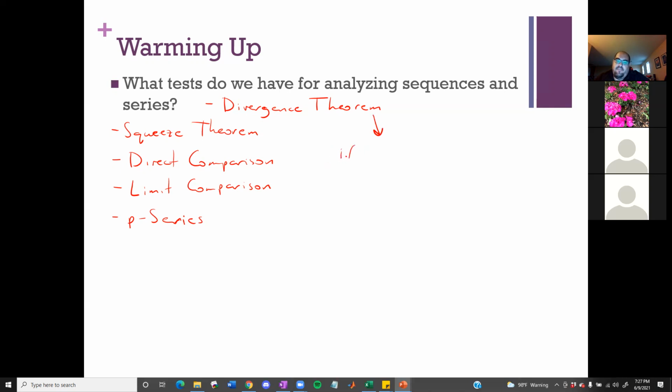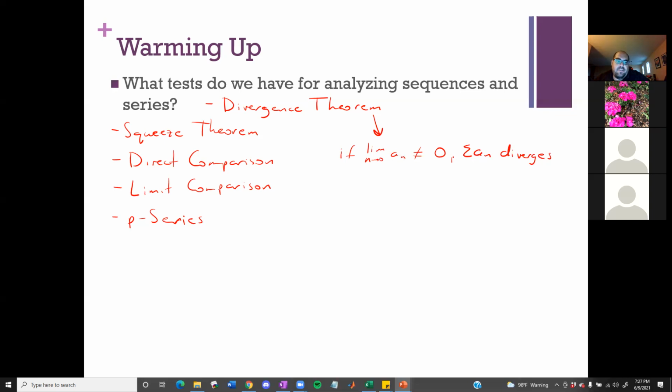Basically, if the limit as n approaches infinity of a sub n is not equal to 0, then this series diverges. So if the sequence does anything other than converge to 0, the series can't converge. So that's a quick test that you can usually do. That might save you some effort going forward.